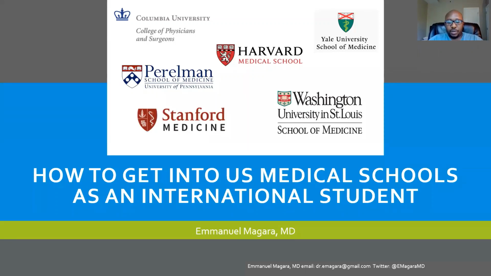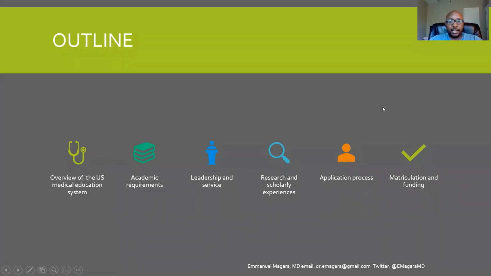Okay, so we'll start off with a general overview. All right, so this is the outline. I'll start off with the overview of the US medical education system. That way you'll be able to appreciate how medicine falls in line with, and differs from, other medical programs around the world. Then we'll talk about the academic requirements and some of the extracurriculars that you will definitely need to add to your resume. And then I'll also talk about the application process as well as issues regarding funding for medical education.